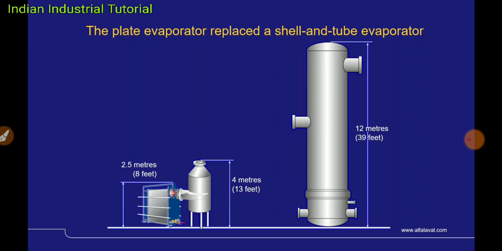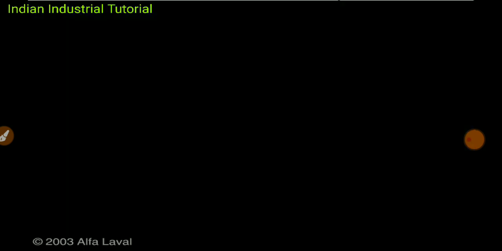Dairy plants have also started this kind of evaporator for pre-stage milk concentration, and such uses are there in the drug, pharma, and chemical industry. You can see the difference here: the total system is only 4 meter against 12 meter height of the shell and tube heat exchanger, and the actual heat exchanger is only 2.5 meter. Here you can see how it works.